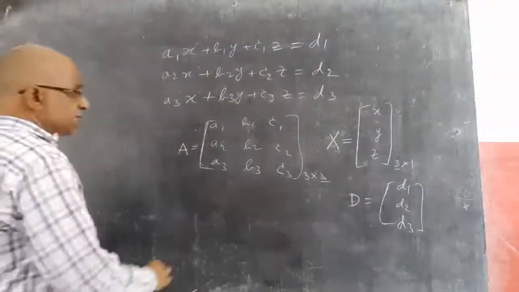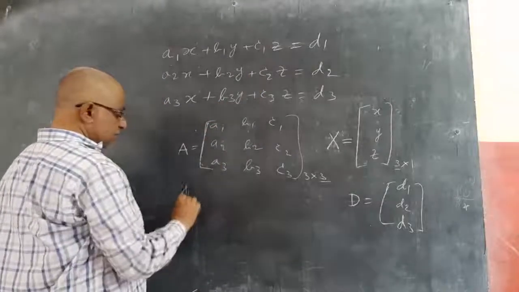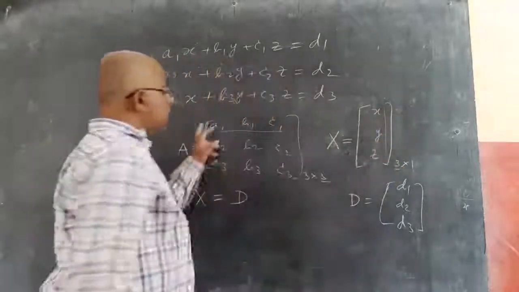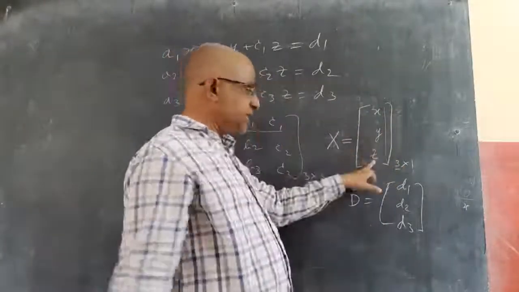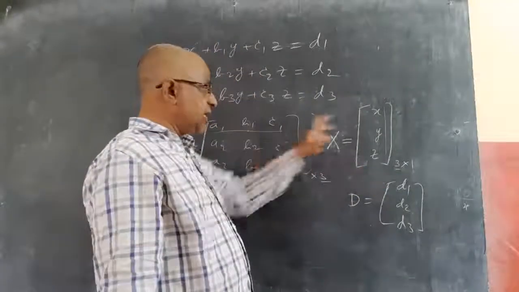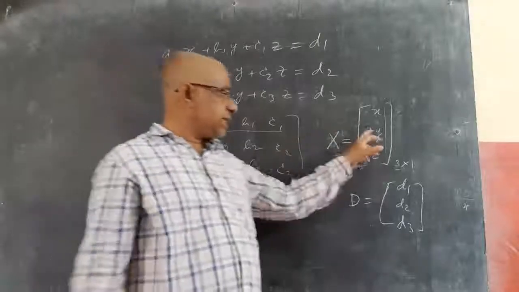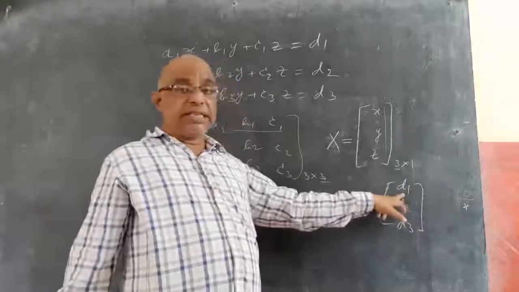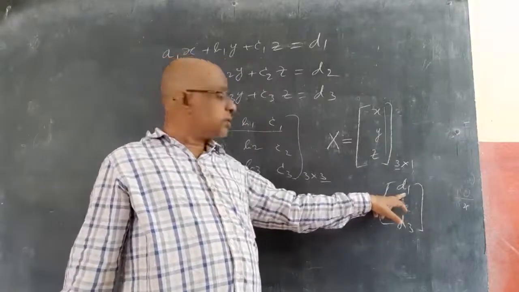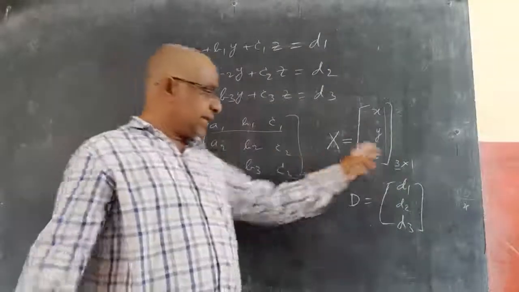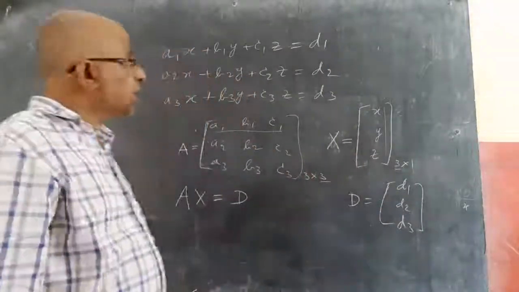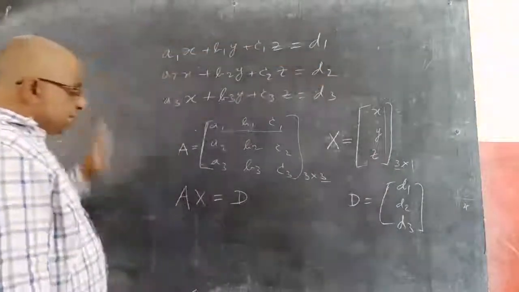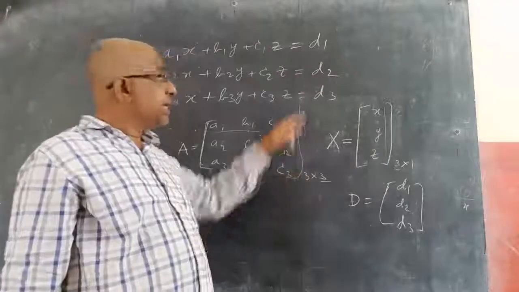So what I want to say here is, if you observe, these equations are nothing but AX equal to D. If I multiply this with this, what do I get? a1x plus b1y plus c1z is the first element. Second element a2x plus b2y plus c2z. Third element is a3x plus b3y plus c3z. And the first element of D is d1. So a1x plus b1y plus c1z equal to d1, the first equation, like the second equation, and the third equation. AX equal to D represents the given equations. Always AX equal to D represents the given three equations.